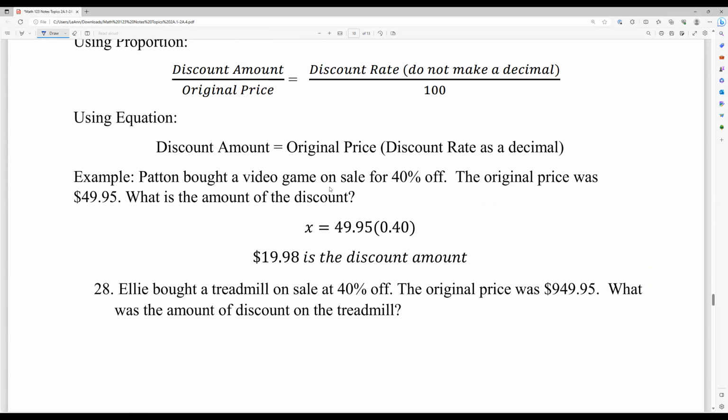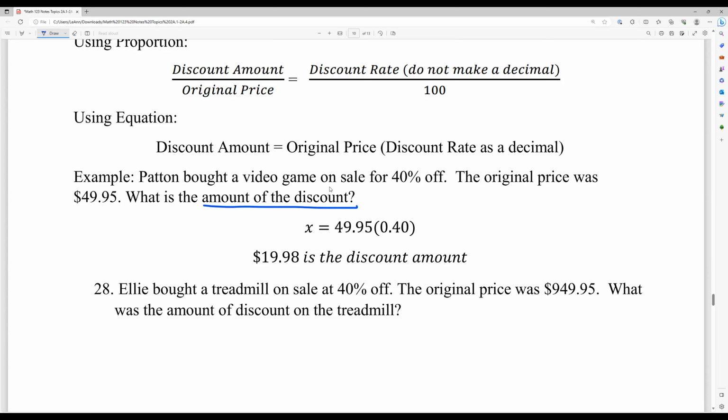So Patton bought a video game on sale for 40% off. The original price was $49.95. What is the amount of the discount? So when you're looking for just the discount amount, it's original price times the discount rate as a decimal. So original price was $49.95. Discount is 0.40. This is how much they're going to discount.